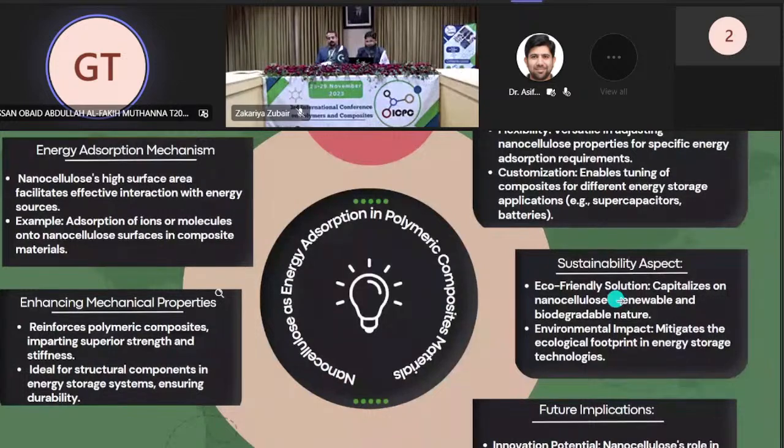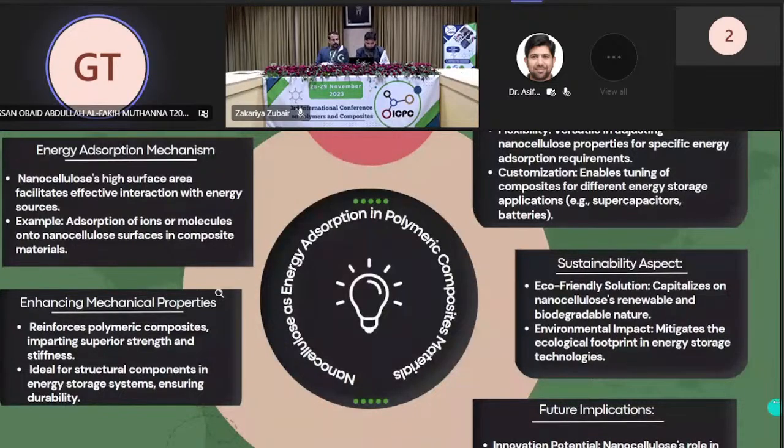So now let's move to the sustainable impacts aspects. Nanocellulose is an eco-friendly solution, capitalizing on its renewable and biodegradable nature. Its environmental impact is that it mitigates the ecological footprints in energy storage technologies. Future implications, innovation potential, as nanocellulose's role in energy absorption opens avenues for groundbreaking advancements. Integration anticipated contributions to the engineering of the battery of things era.